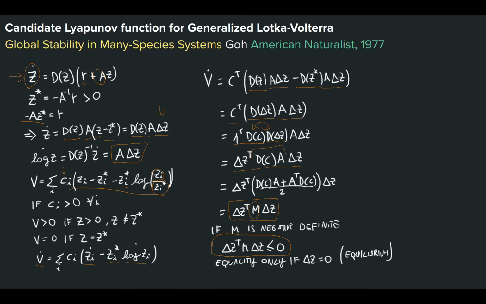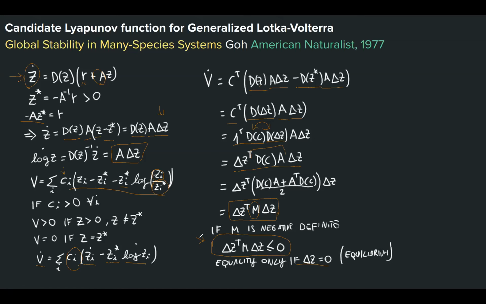And in fact, if this matrix has only negative eigenvalues, it's going to be zero only if delta z is zero, right? Which is what? The equilibrium. So this whole thing boils down to: can I find numbers, constants c_i, such that this matrix M is negative definite? If so, my equilibrium is stable. And so that's how you actually prove stability, global stability in many cases of Lotka-Volterra.